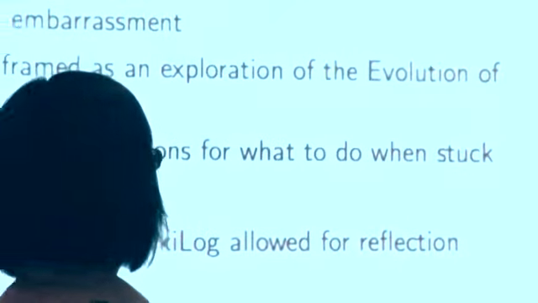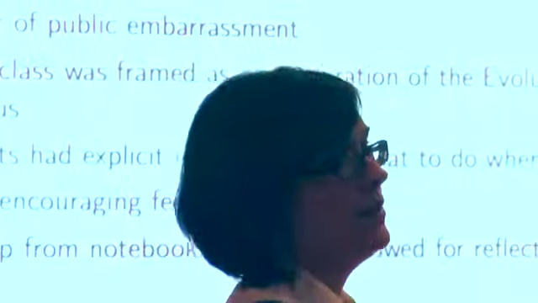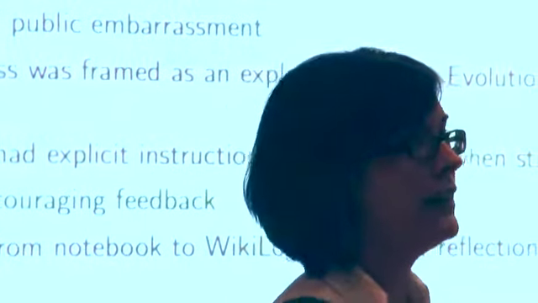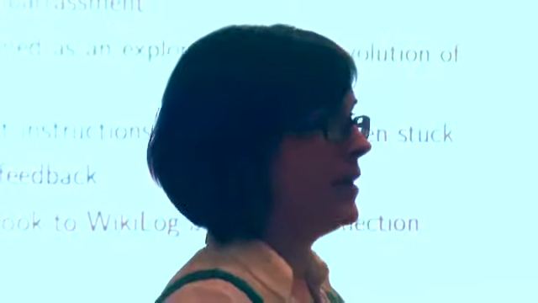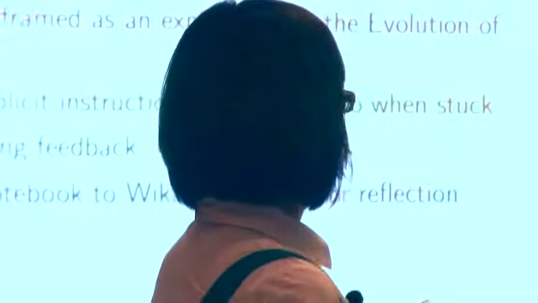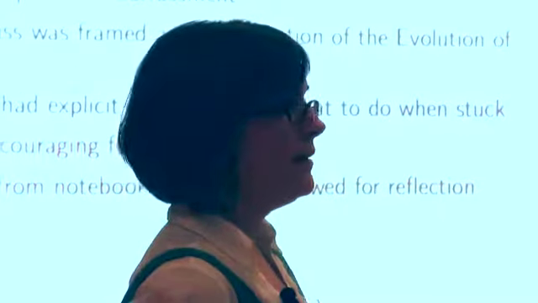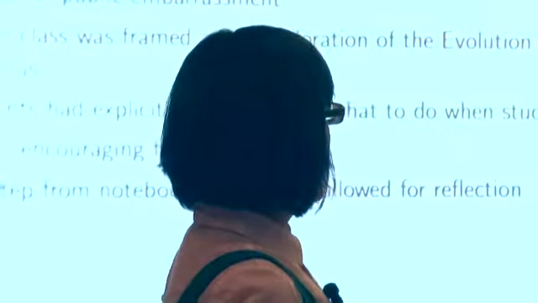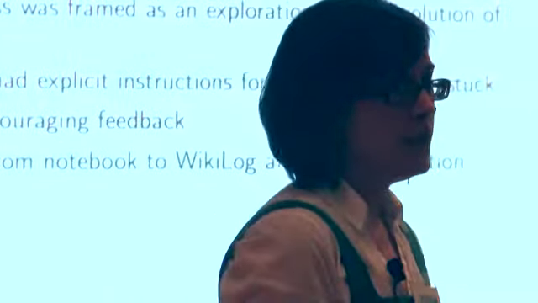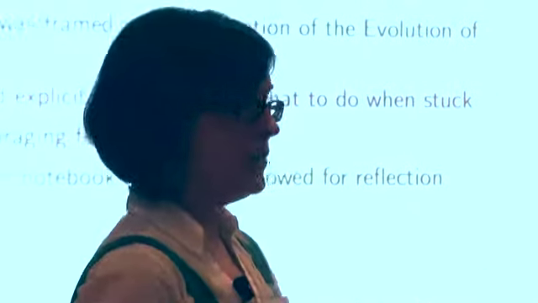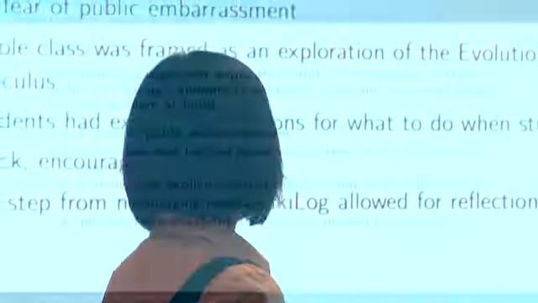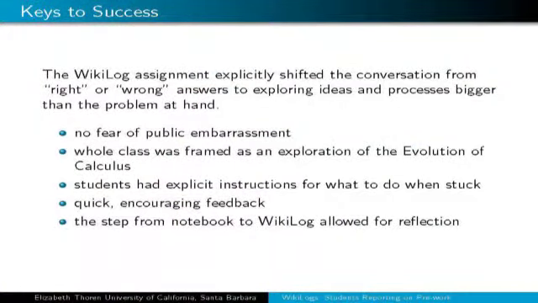And also the students had explicit instructions for what to do when they were stuck. The assignment was very clear. If you're stuck, you've got to come up with a question. If you are not stuck, you've got to come up with an observation. I wrote notes for this class, and each problem was in there for a reason. They needed to think about what's the reason, what's the purpose of this problem. And also what helped was there was quick and encouraging feedback. If they did something exciting, I put exclamation points on it. I said, put it in the wiki notebook. This is great.